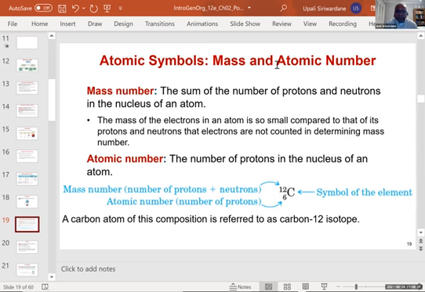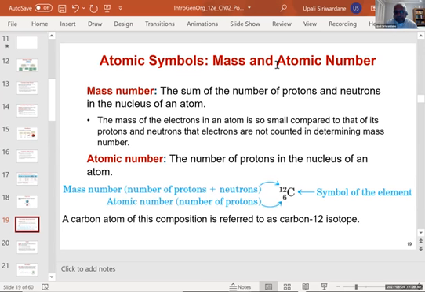So for example, we write down the expanded atomic symbol, with 12 as a superscript and 6 as a subscript. 6 is the atomic number, 12 is the mass number. Therefore, there are 6 protons from the atomic number 6. 12 is the sum of 6 plus 6, protons and neutrons.